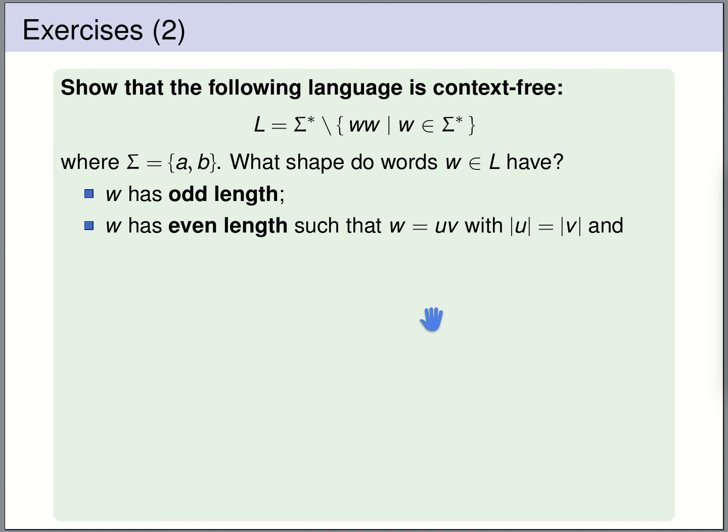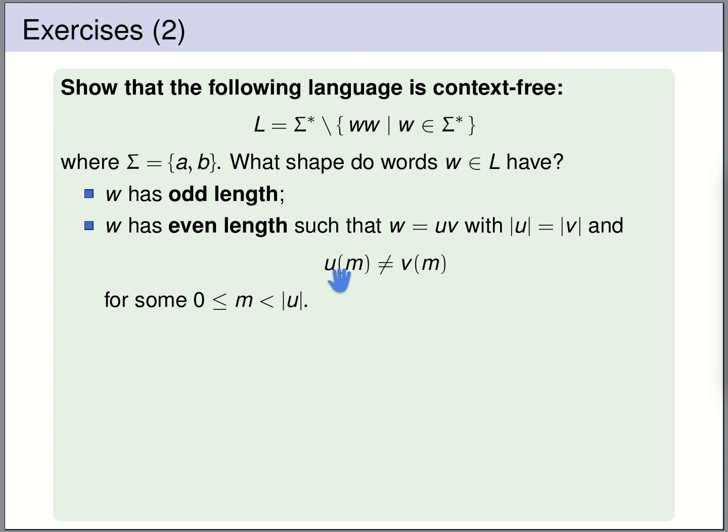They have to differ in at least one letter. So that means that if we look at the mth letter of U and the mth letter of V, then they have to be different for some index m. And here we are starting to count with 0, so m is an index between 0 and the length of U. So they have to have at least one letter different, and we say that m is the index of this letter where they differ.